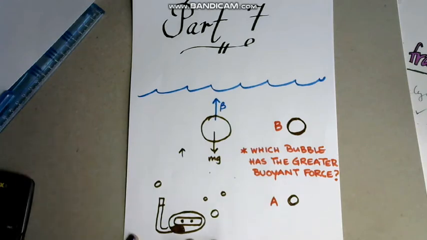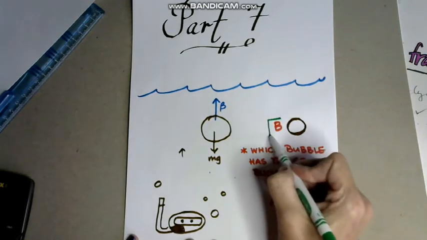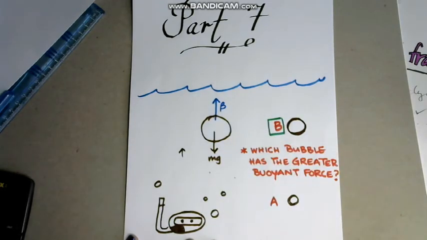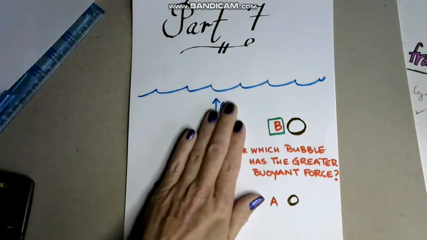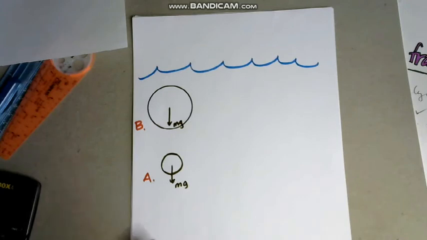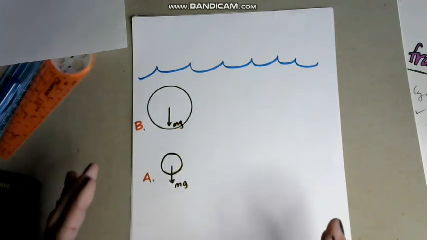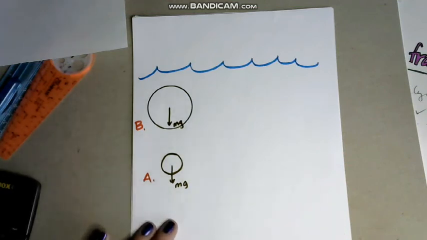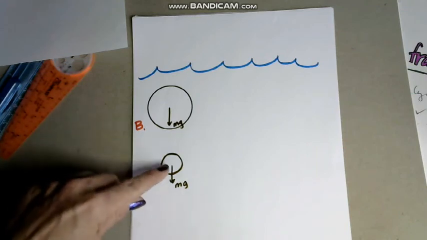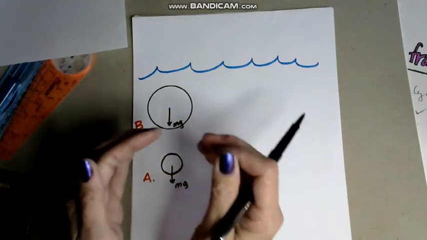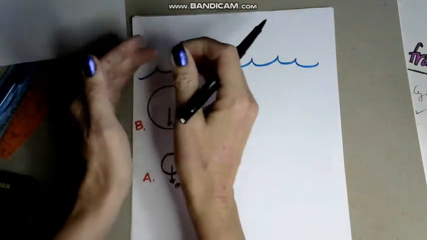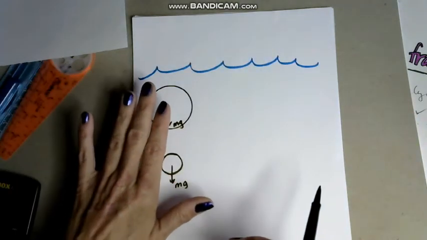Will you be surprised to know that B has the greater buoyant force? So let me again kind of draw these. All right, I've zoomed in on them a little bit. Here is bubble A and bubble B. Let me tell you one more time. These are actually the same bubble. It is just down here the pressure is greater, it's more compact. Up here the pressure is less, it expands. This is the same bubble.